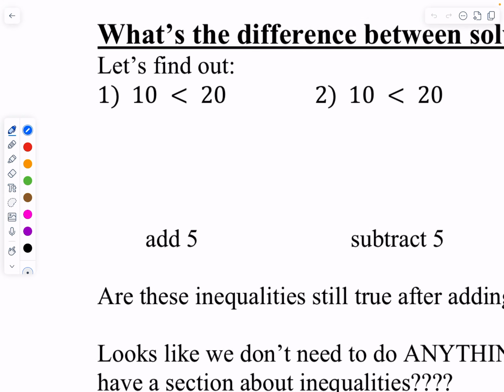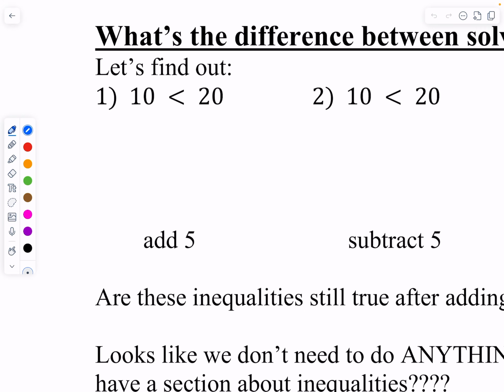So we're going to start off with 10 is less than 20. That's a true statement. Now I'm just going to add 5 to each side. Why? Because I'm the teacher and I can do anything I want. No, I'm just kidding. Because we can add the same number to both sides and it's not supposed to change the equal mark, right? But let's see if that is true for inequalities. When I add 5 to each side, I get 15 is less than 25. That's still true. So evidently we can add to both sides of inequalities and nothing changes. So we can treat it just like an equal mark.